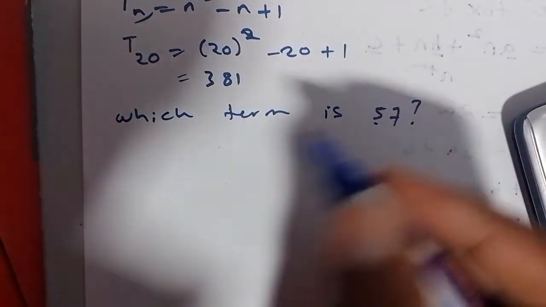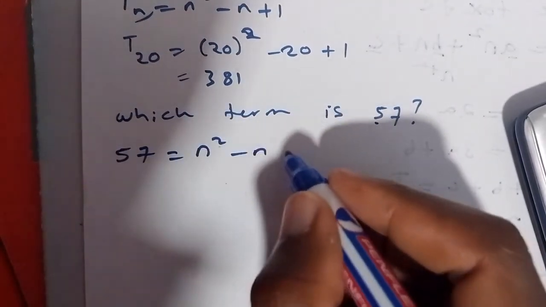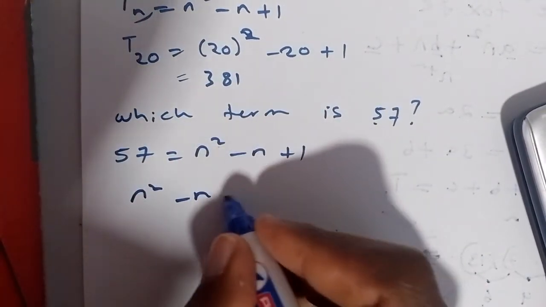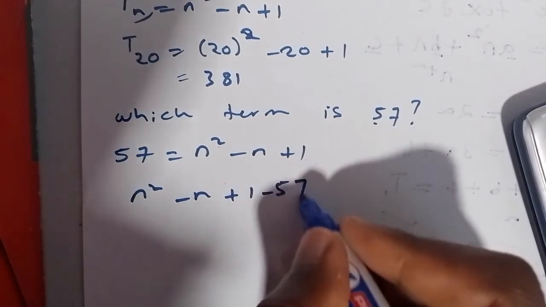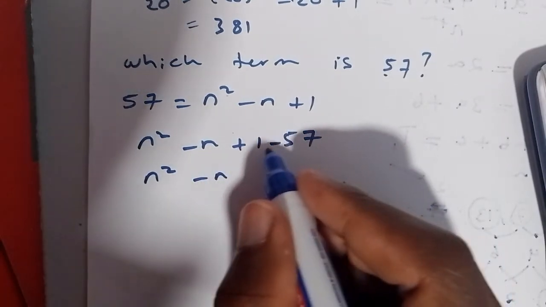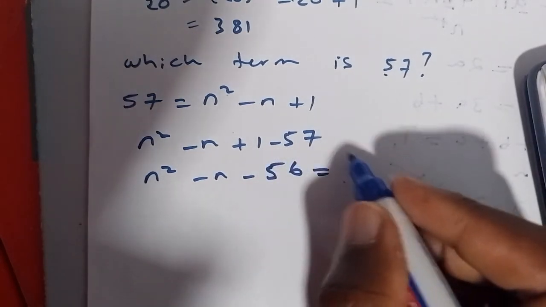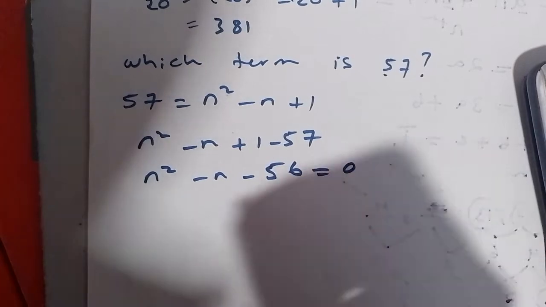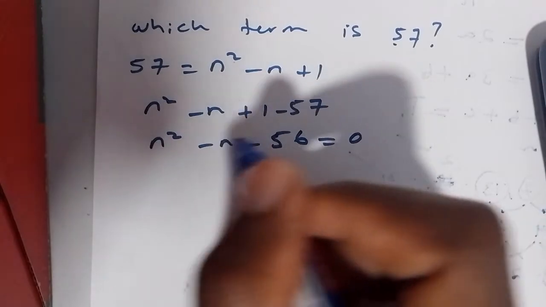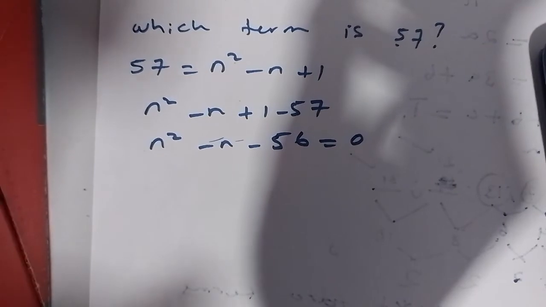Remember, Tn represents a term. So I have term number 57 is equal to n squared minus n plus 1, right? Then group the like terms. I'm going to have n squared minus n plus 1 minus 57, right? Then I'm going to have n squared minus n, minus 56, I believe, is equal to 0, right? Now we need to factorize or use the quadratic formula for this one, but I'm going to use factorize just to save time.